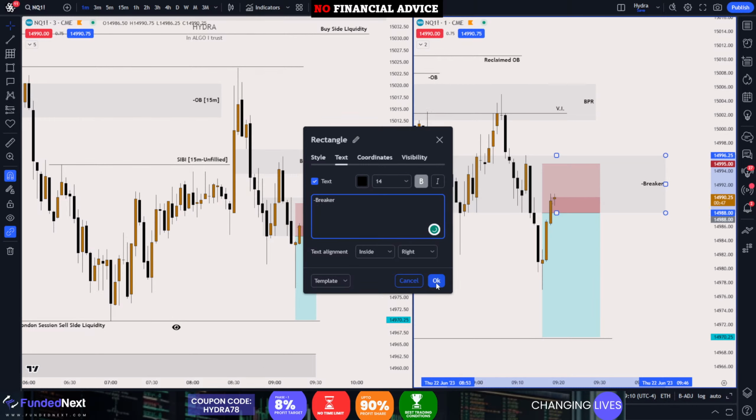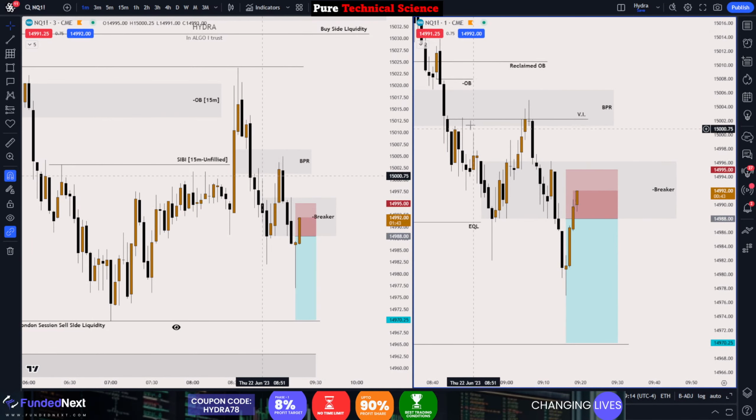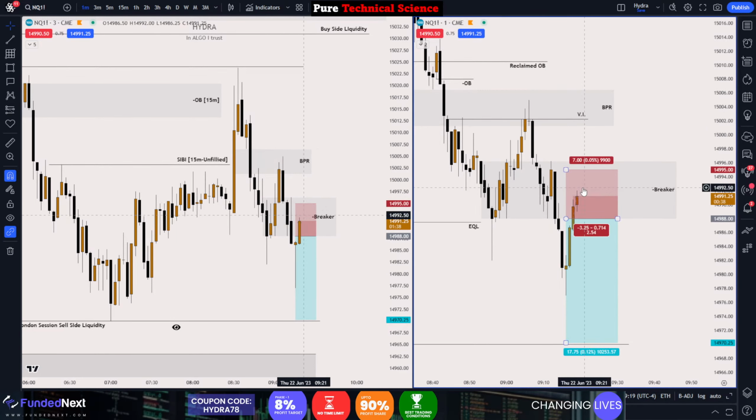Breaker. Okay. Why is it a breaker? Higher high, new higher high. If you are following just a pattern, then the pattern is there.